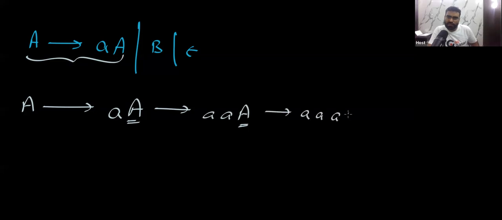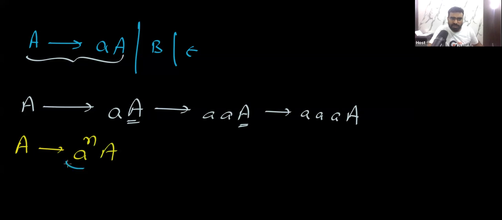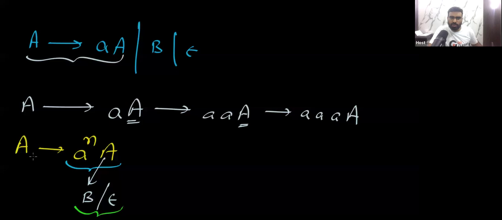Now this A I can replace with AA. This A I can replace with A. So this is the idea that from A you are basically getting A power n, and then A. Yes or no? Is this clear? This is what you are getting. And finally this A you are replacing either with B or with epsilon. Is this clear? So finally here I can say what you can generate from A.